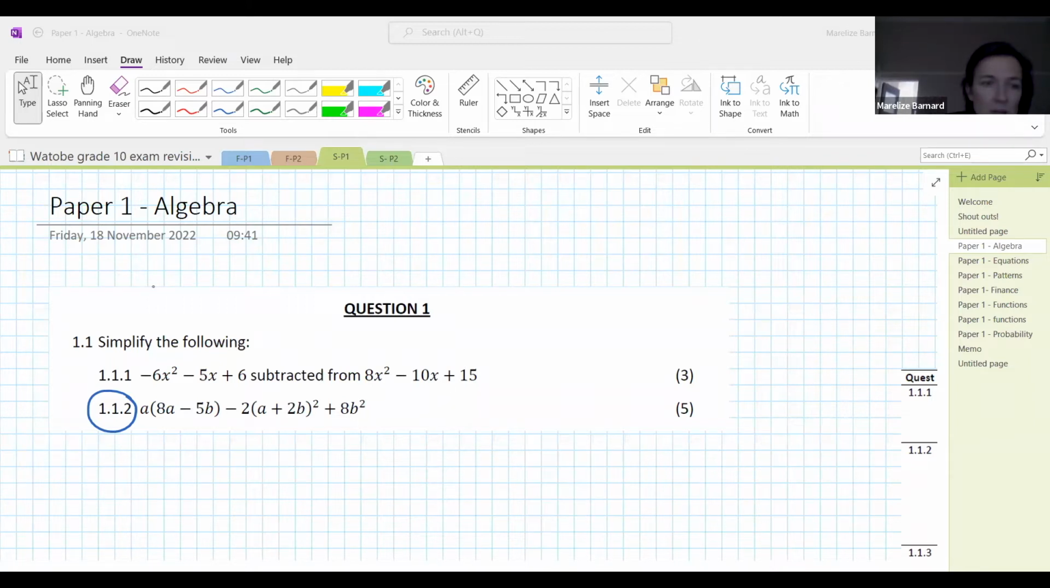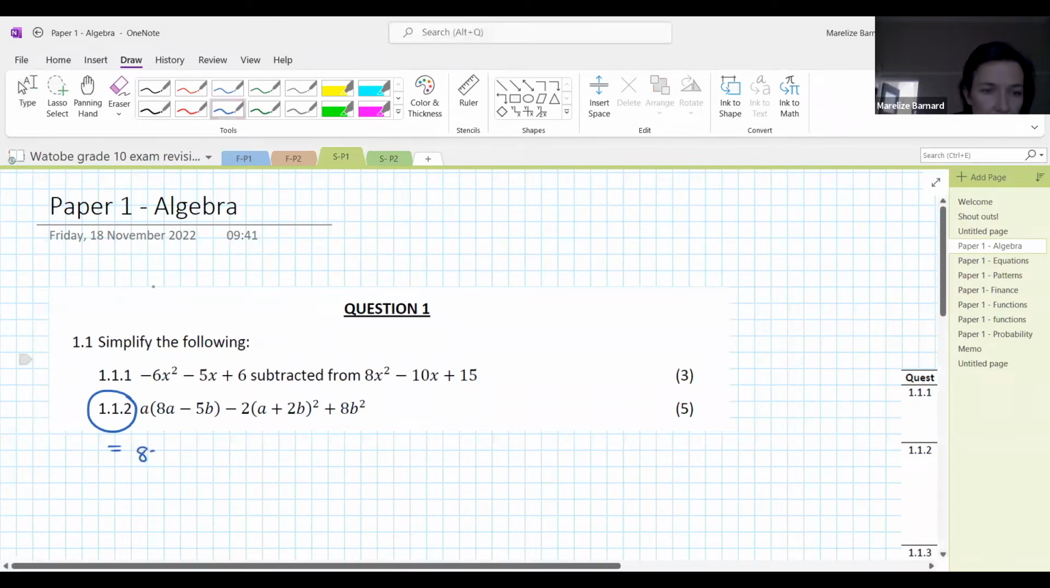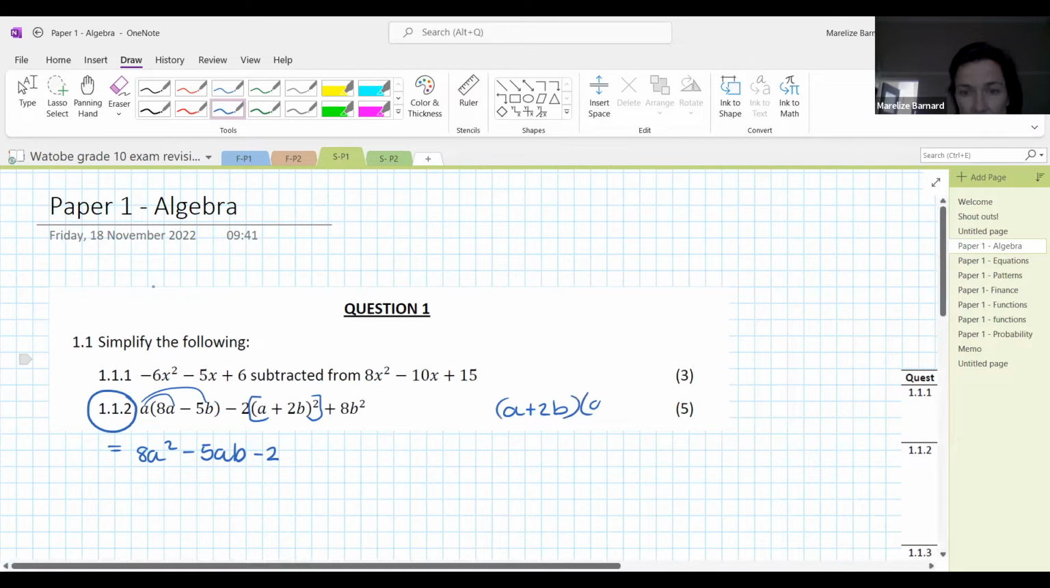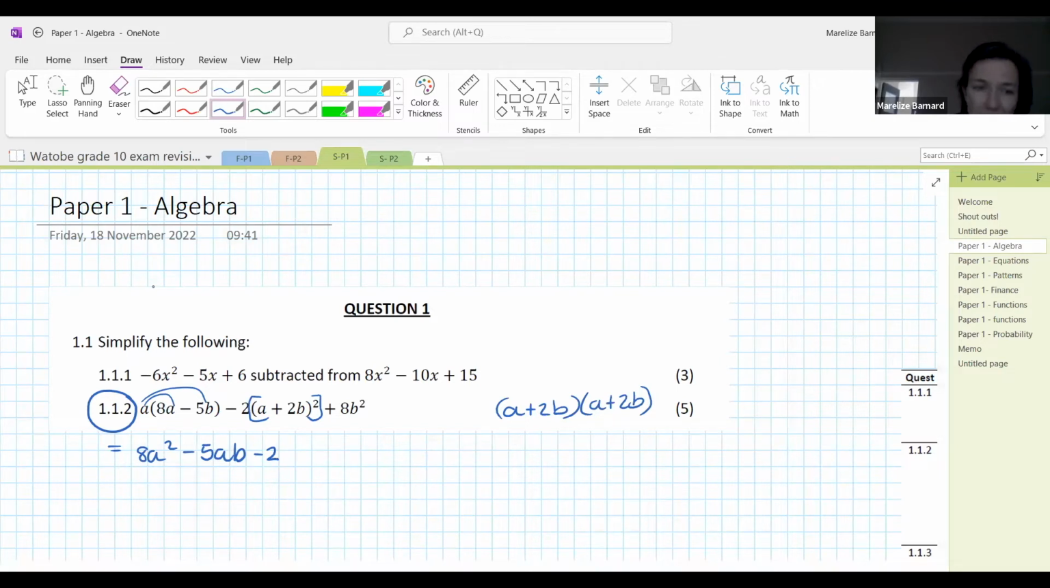So we're going to multiply the a into the first bracket, and we're going to get 8a squared minus 5ab. So we're just doing that, and then the minus 2 goes, oh wait, we first have to square this out. Okay, so this goes first, and it's a square bracket, which means you have to go a plus 2b times by itself, a plus 2b. You can't go a squared plus 4b squared. I know no one did that.